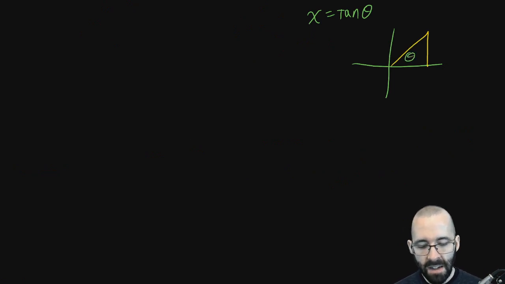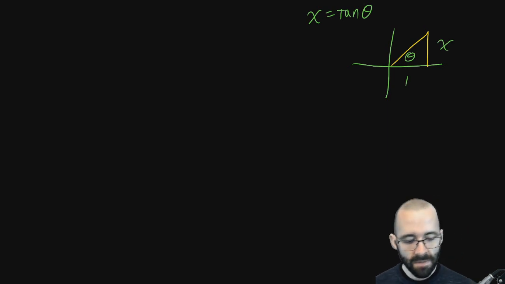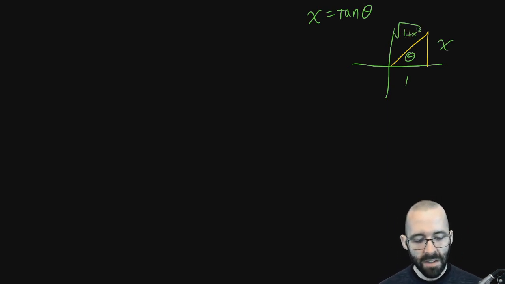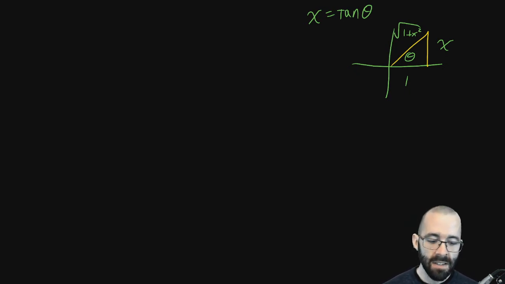So if this is some theta, tangent is opposite over adjacent. This will be square root of 1 plus x squared, or x squared plus 1 if we want to be consistent. So we're looking for the secant of this. Well, secant is a reciprocal of cosine. So the secant will be square root of 1 plus x squared.